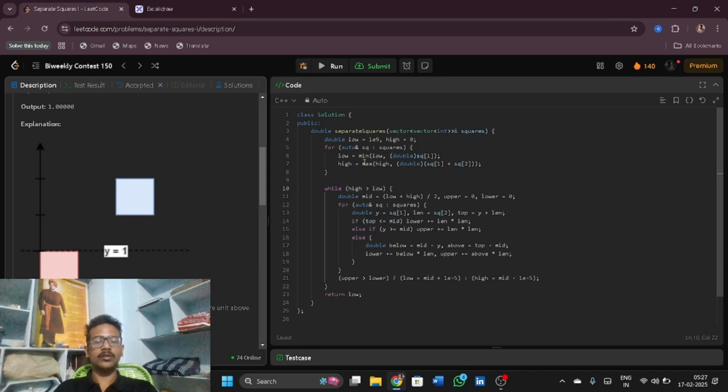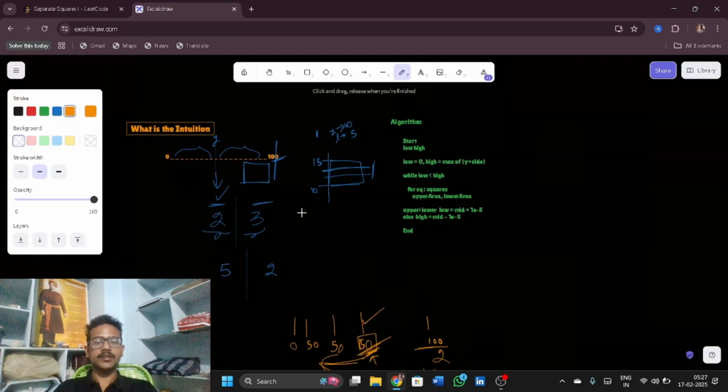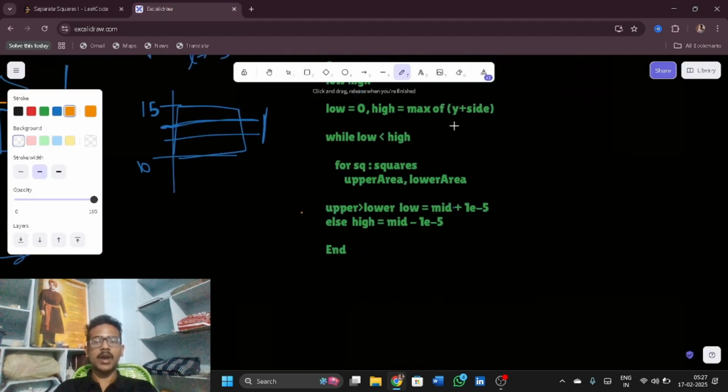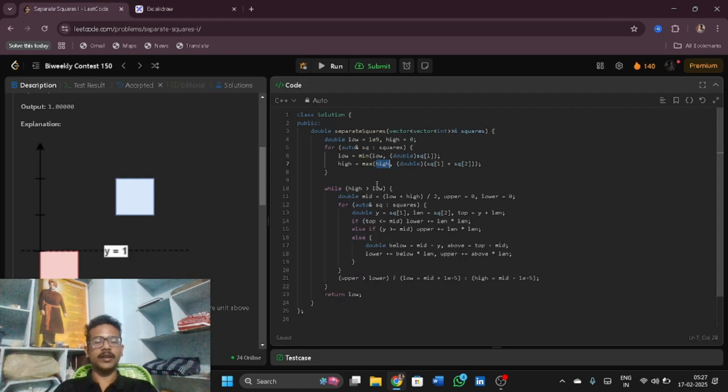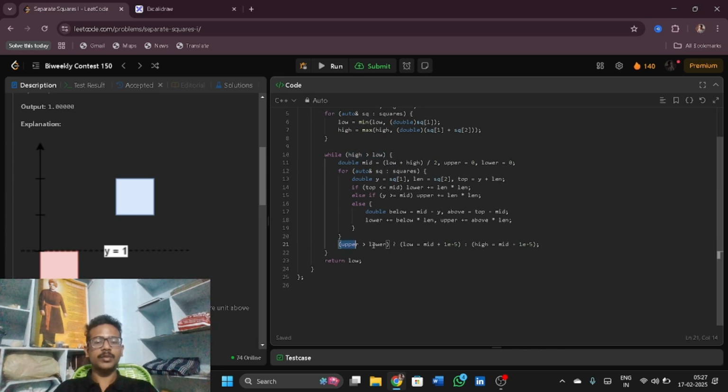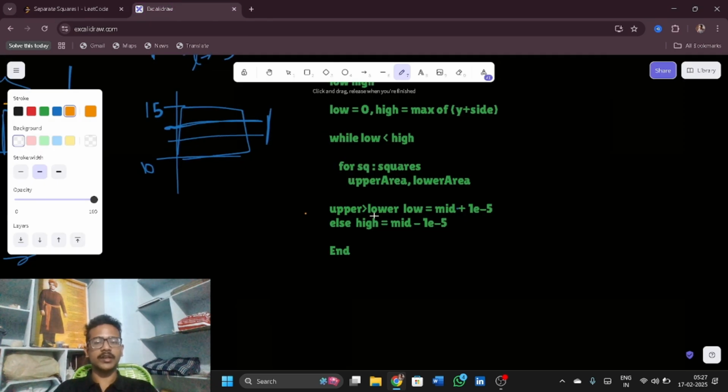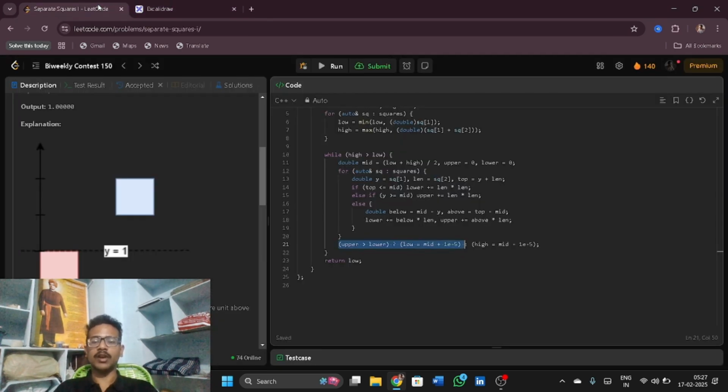So this is how max will be high and square of 2. High will be initialized as I said, max of y plus side, and then while low is less than high, if upper is greater than lower, low is equal to mid plus 1e-5, and if not, high is equal to mid minus 1e-5.